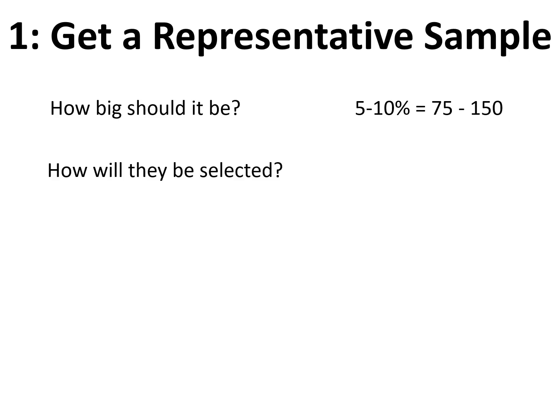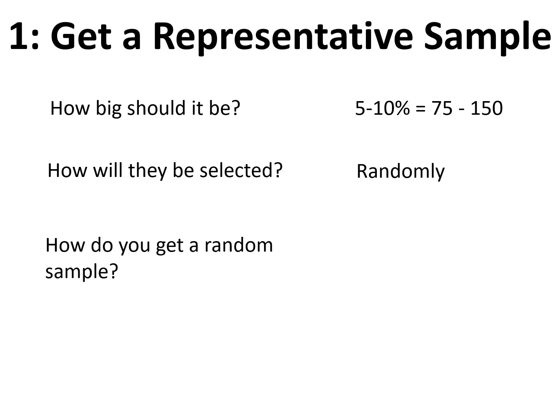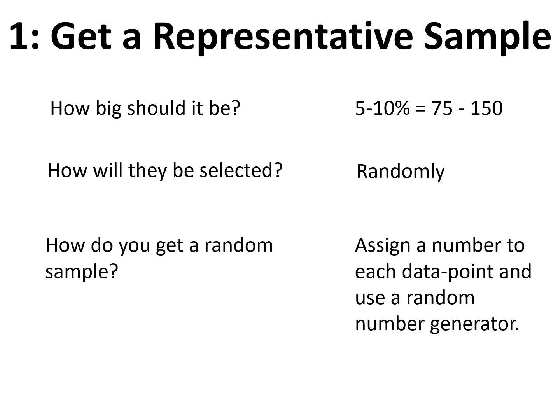Okay, next question. How will we select our sample? Statisticians always prefer random samples. Humans are very bad at picking random samples. To take a proper random sample, we need to use a bit of technology. The simplest way to do this is to assign a number to every data point in our dataset and then generate some random numbers and pull out those particular data points.